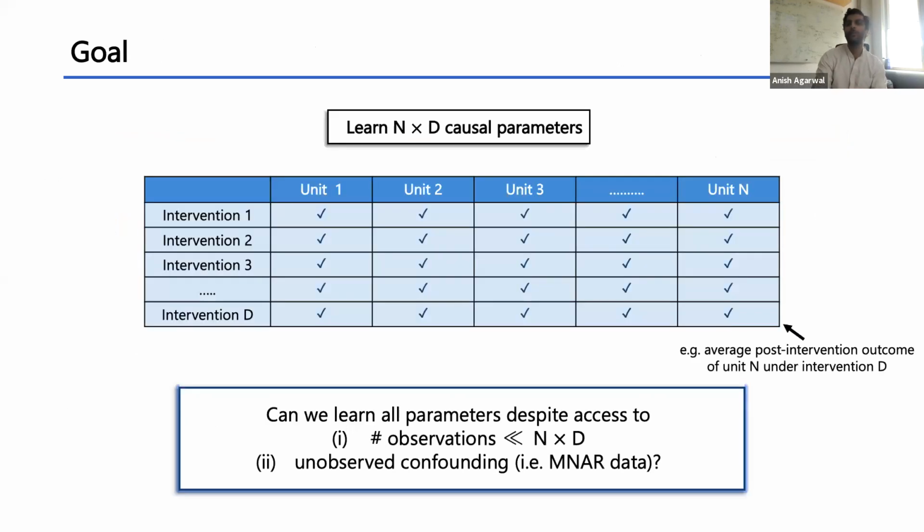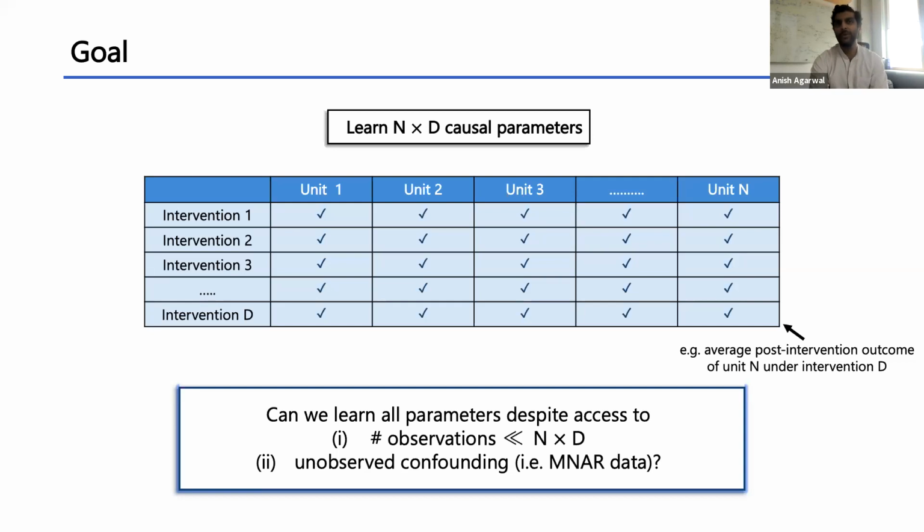So now to actually go back to our goal. The goal is to learn n times d causal parameters. Here n represents the n units that you have, for example, n countries, and d represents the various interventions you have. In the COVID-19 example, d equals 3 because you have low, moderate, and high. Each entry of this matrix represents some causal parameter of interest. For example, what's being pointed to by the arrow is the average post-intervention outcome of unit n under intervention d.